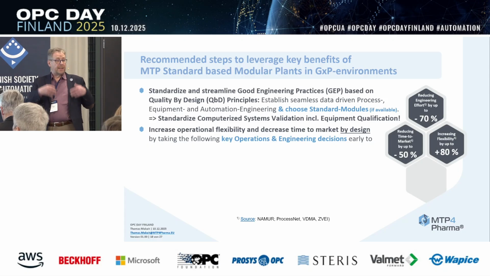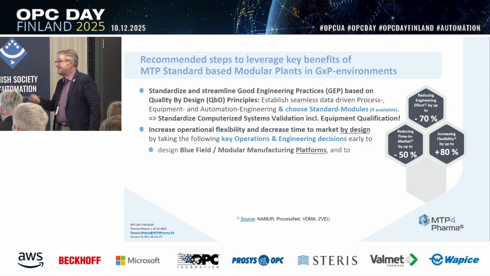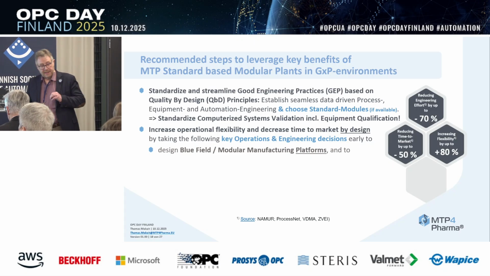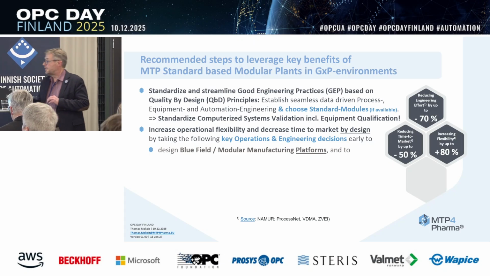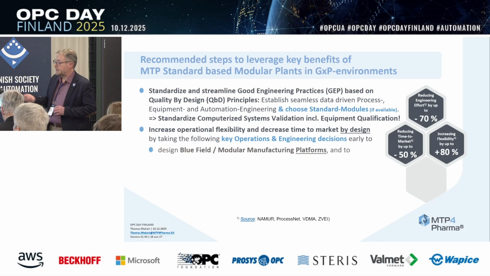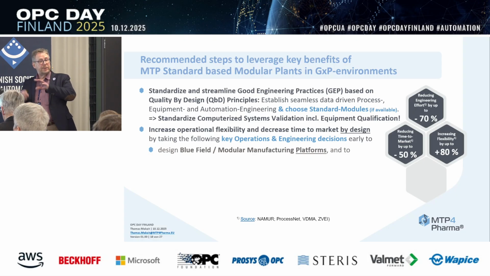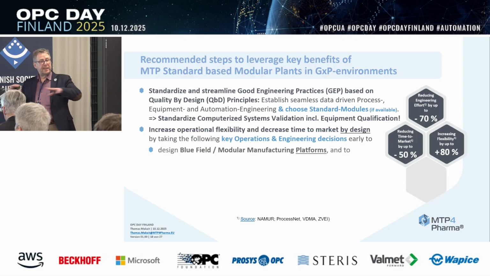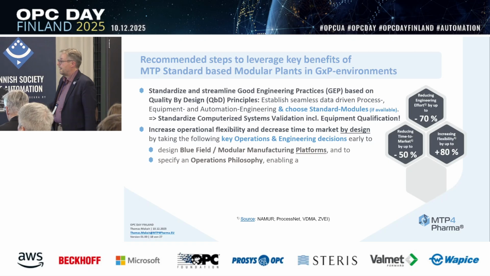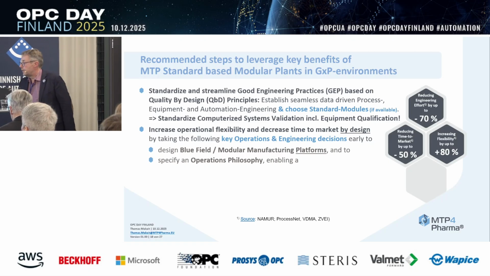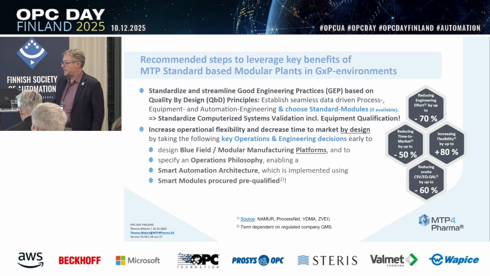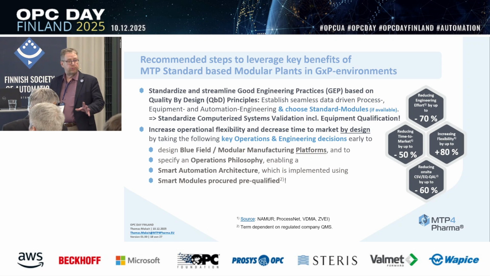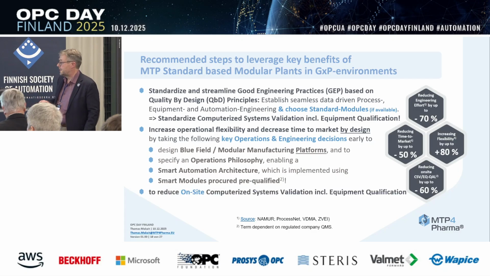Circular economy: not purpose-built plants, you can reuse the modules. Design, and these are decisions you need to take early in the project. Bluefield modular manufacturing platforms. As I introduced, we have the platform first that doesn't know any manufacturing process, and specify an operations philosophy that enables smart automation architecture and smart modules, procured and pre-qualified. And what a smart automation architecture could be, I will show some examples.